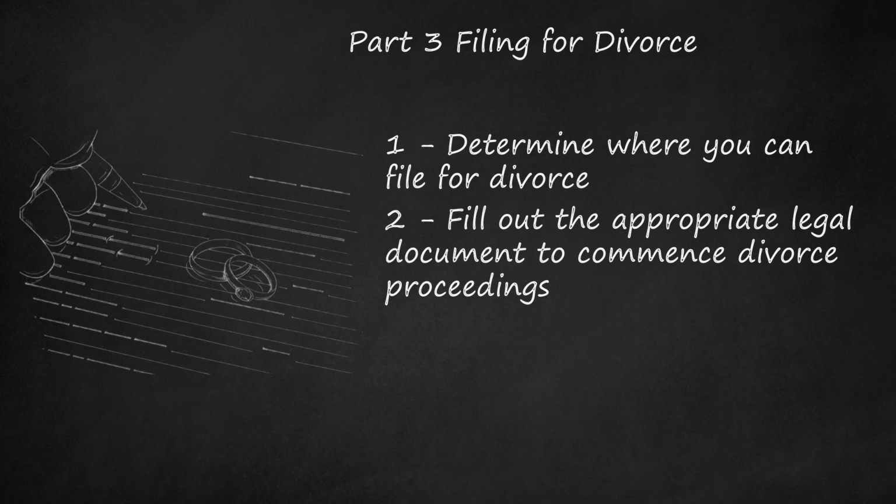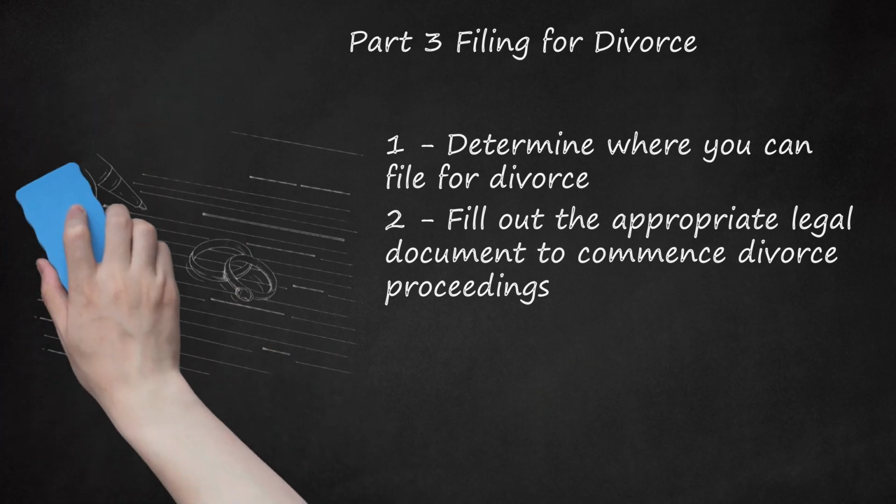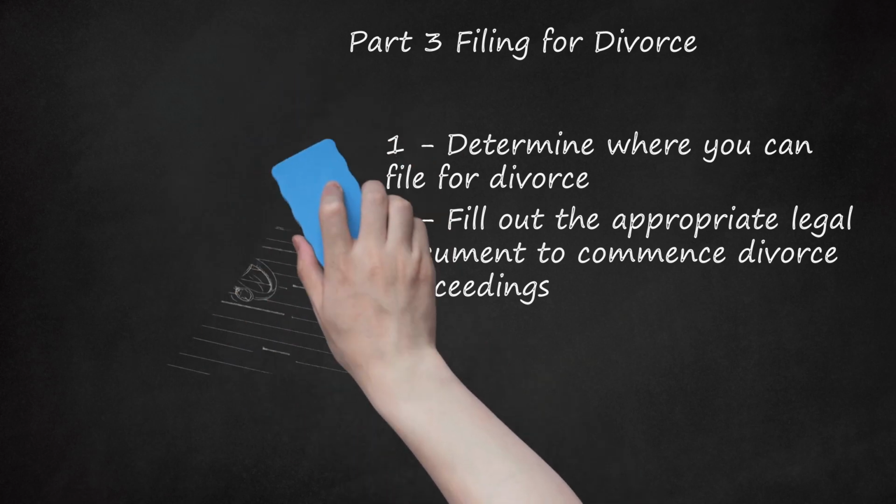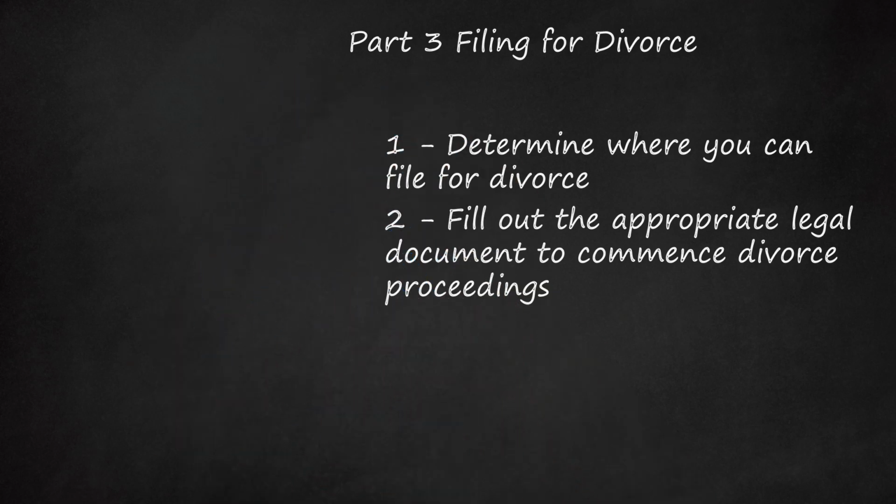Generally, these documents will require the following information: contact information for both spouses, date and place of marriage, information specifying residency and jurisdiction, information regarding children, if any, including parentage, names, birth dates, and current custody arrangement, information specifying assets and debt, information specifying the grounds for divorce.